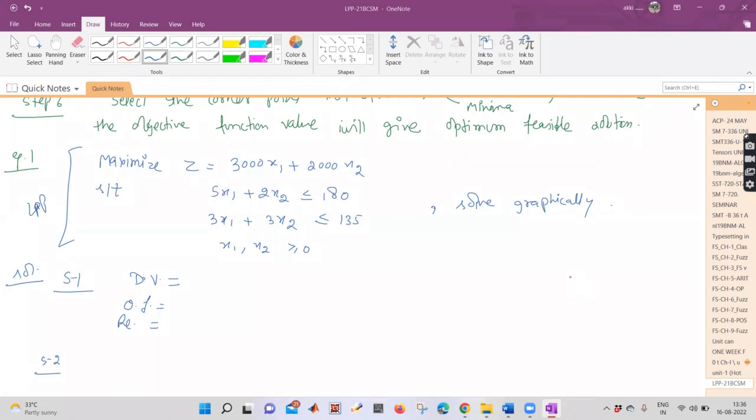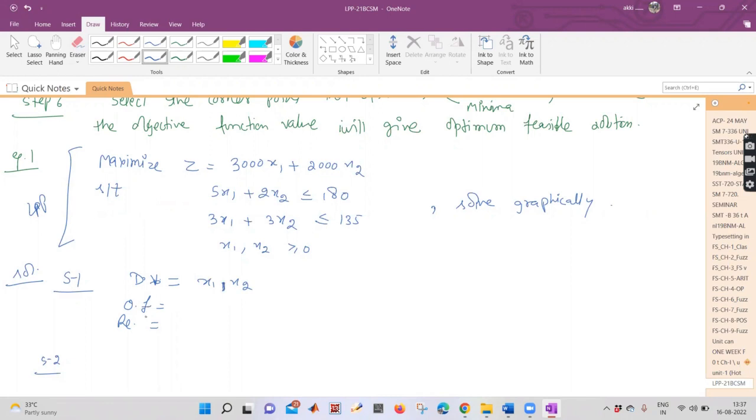Tell me fast. Anyone? You see, 64 students are sitting here. Reply fast. What are your decision variables here? X1, X2. Yes, Aditi. Yes, this is what I'm asking. Don't waste time. Hurry up.